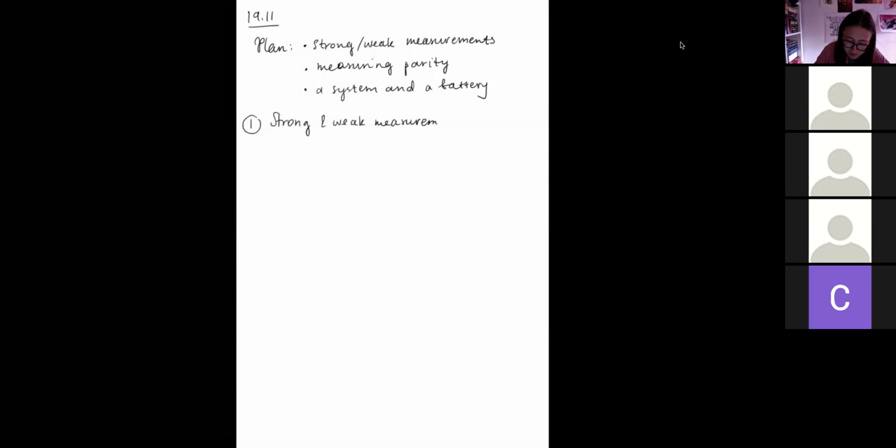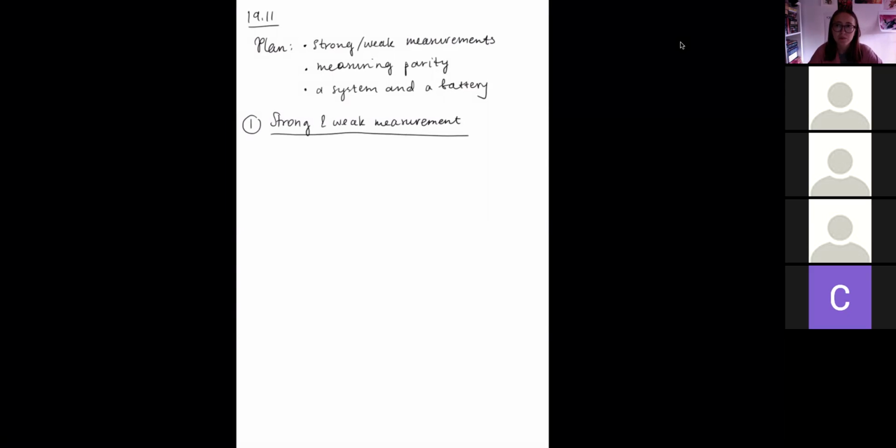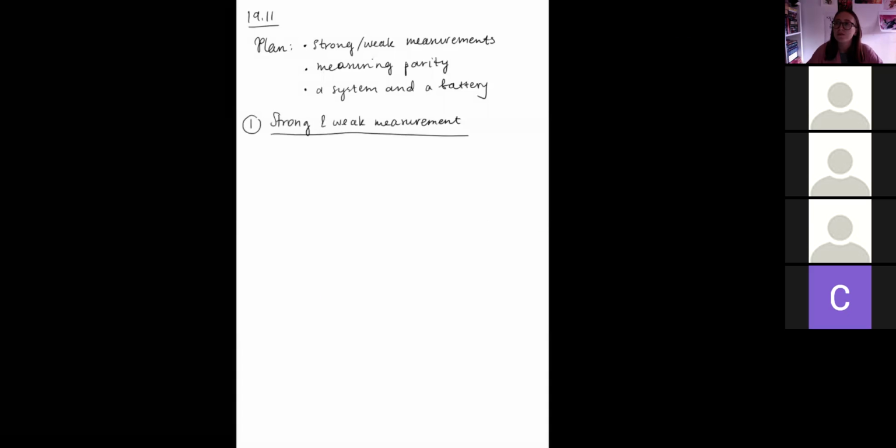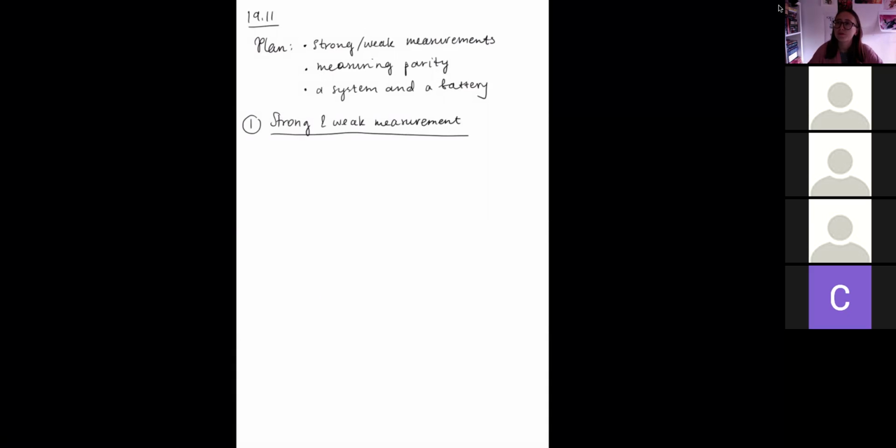So what is the intuition of the difference between strong and weak measurement? Sorry, let me turn off the notifications. So what is the difference between strong and weak measurements?